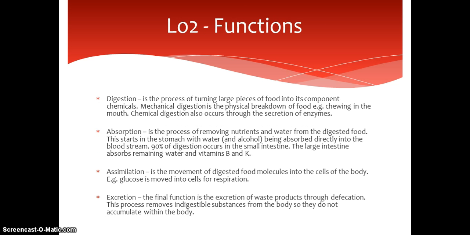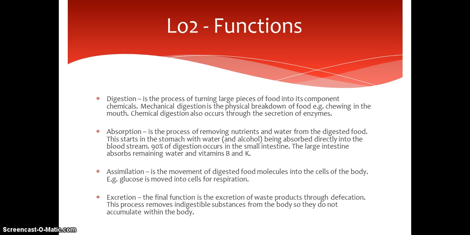Okay, so the functions, this is what you need to be talking about in your assignment, linking back to the organs that we've just discussed and their jobs. So digestion is the process of turning large pieces of food into smaller component chemicals. Okay, and as I've already alluded to, there's 2 different types: the mechanical digestion, the physical breakdown of food, for example chewing in the mouth, and also chemical digestion that occurs through the secretion of enzymes in your saliva, through the pancreatic juices, through the hydrochloric acid in the stomach.